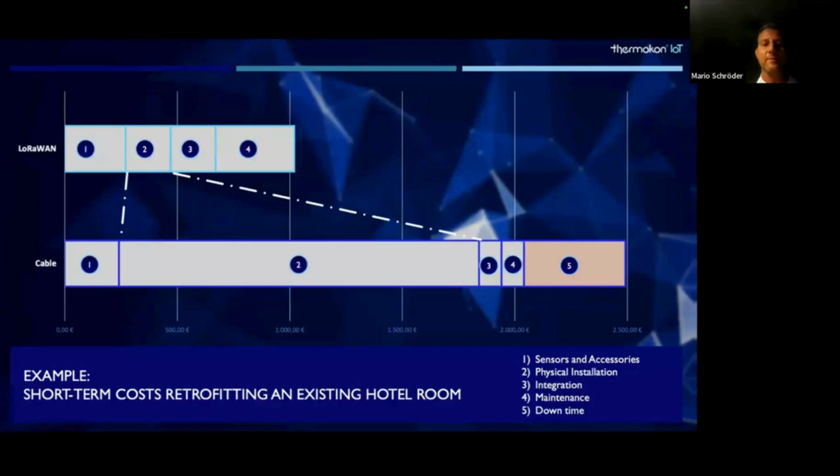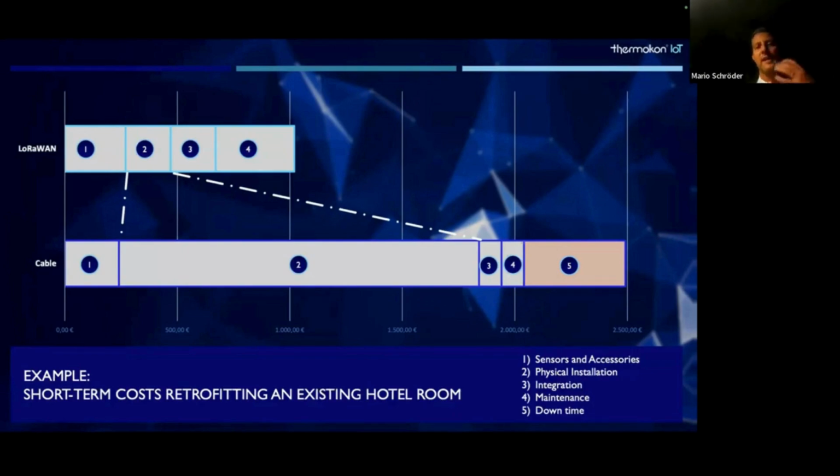Next slide, please. And when we have a brief look at the cost, it's not the hardware which makes the LoRaWAN solution more attractive from a cost perspective, it's installation time, and due to the installation time, the related downtime of a hotel room. In case of using a cable technology, you have to close the hotel room for 2 or 3 days. You cannot book it, and you also have to pay the workers. And this is just the cost perspective.